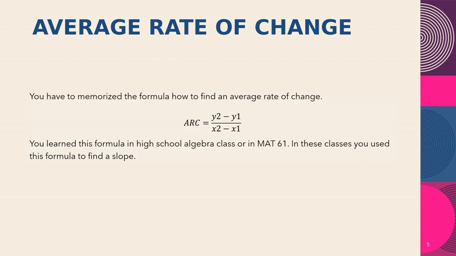Now we will review the formula for average rate of change, and you have to memorize this formula. Average rate of change is equal to y2 minus y1 over x2 minus x1. You have to memorize this formula. You will use it a lot in this class. Actually, you learned this formula in a basic algebra class, and you use this formula to find a slope of a line.